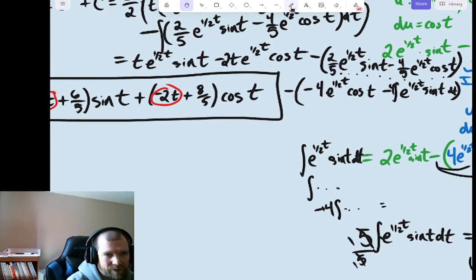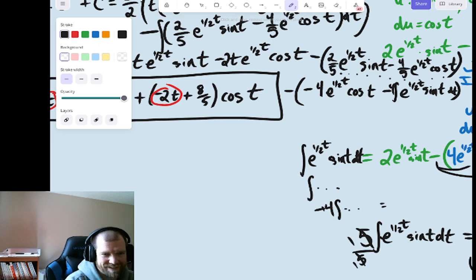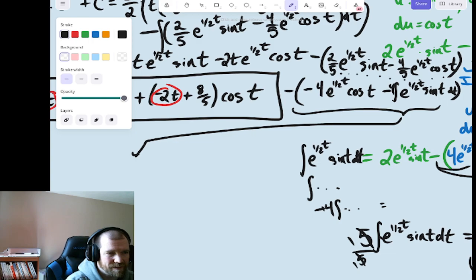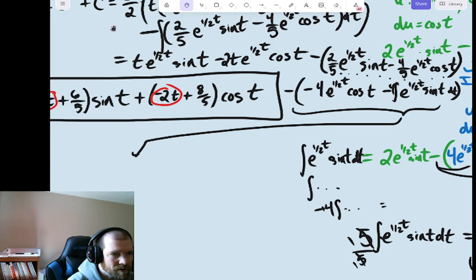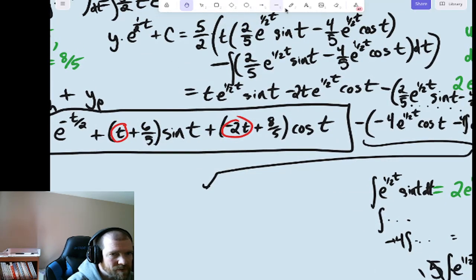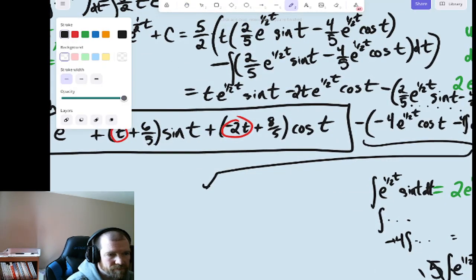Now you see why I like the linear algebra version better. Okay, so again, this is y times e to the 1/2 t plus c is going to be somewhere. It doesn't matter where I put it. Probably should be on the other side, but it's fine.